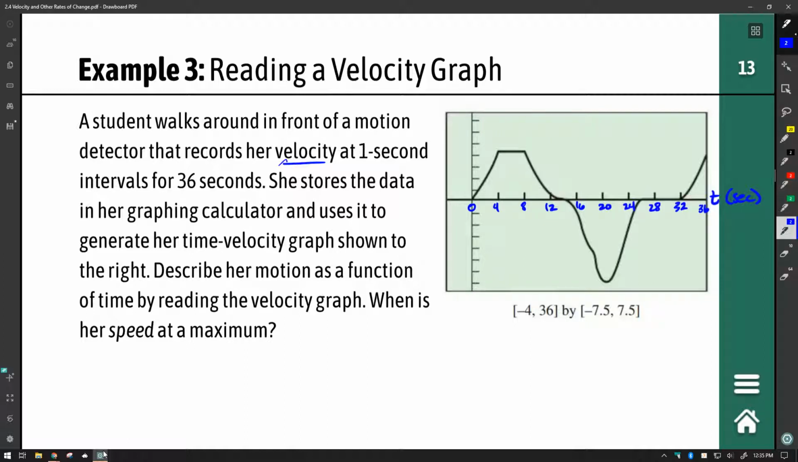She stores the data in her graphing calculator and uses it to generate her time velocity graph as shown to the right. Describe her motion as a function of time by reading the velocity graph, and then we want to know when her speed is at a maximum. So that's the t-axis. The y-axis is velocity. So recall that velocity is the derivative of position. So this is giving us her speed and direction. When velocity is positive, remember we're moving forward. When velocity is negative, remember we're moving backward.